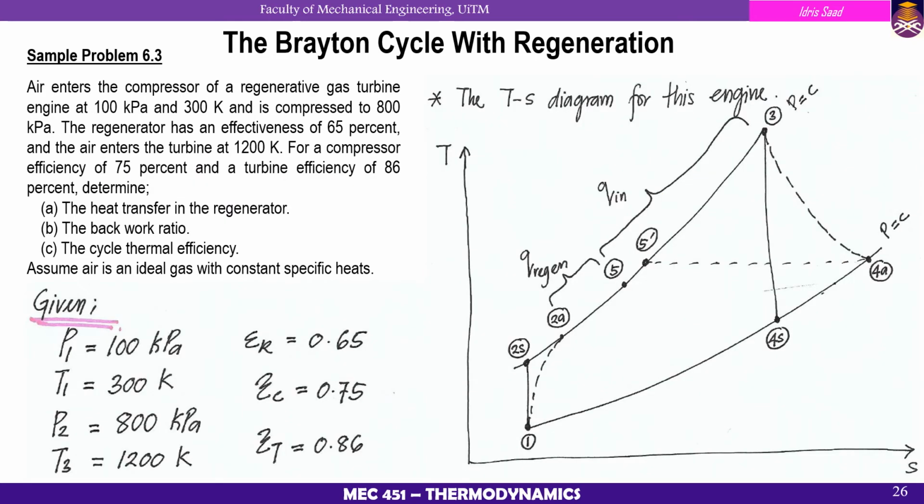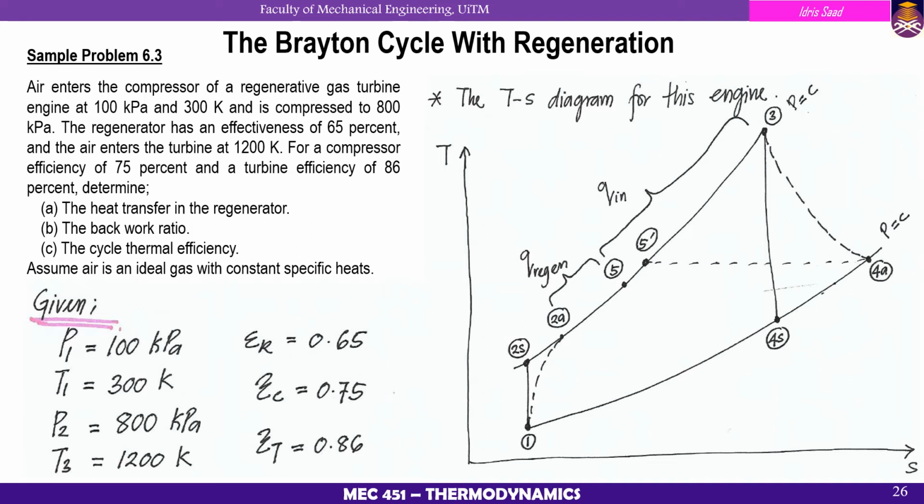This is sample problem 6.3, the Brayton cycle with regeneration. Obviously, this sample problem is used to demonstrate the usage of a regenerator in the gas turbine engine. Okay, let us read the question.